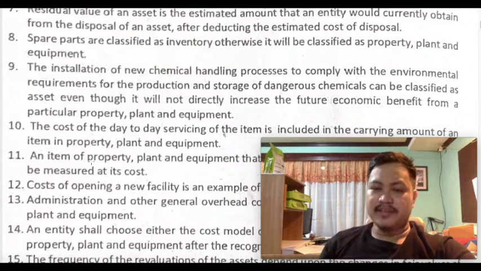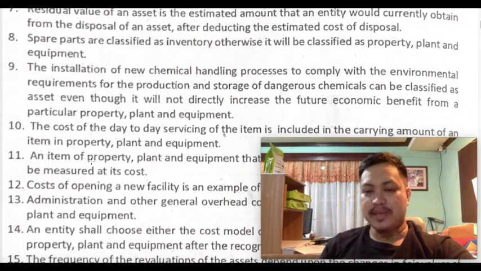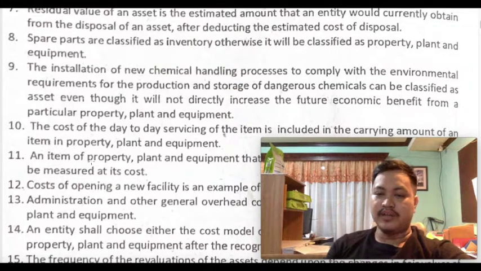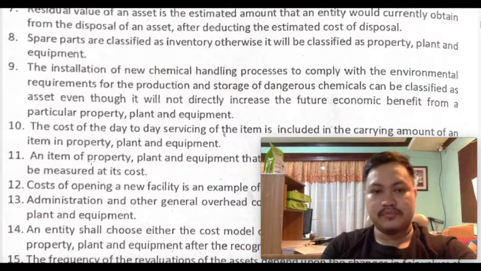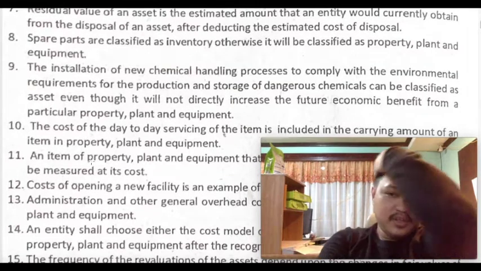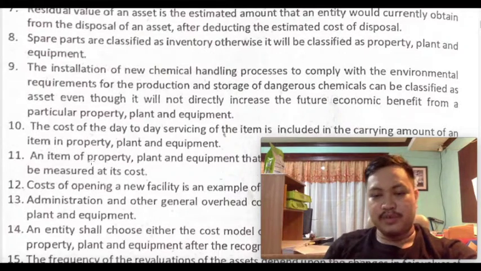Now, number 9 is somewhat peculiar, class, because this is a specific cost required by the standard to be capitalized, to be included in the cost of the asset, even though it is a subsequent cost. So just remember number 9, class. If it makes the asset environmentally compliant, then that cost should be capitalized. Again, I would have to emphasize, class.